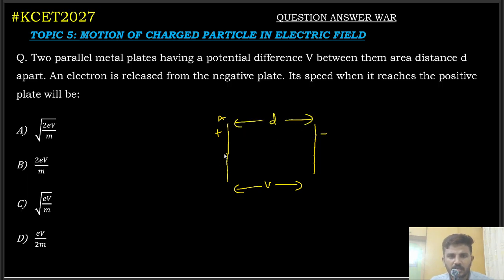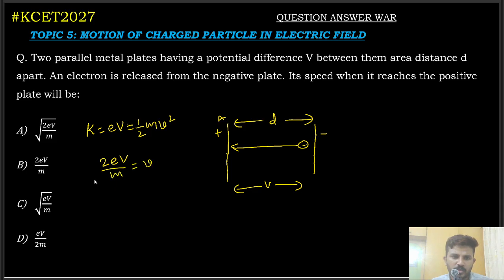An electron is released from the negative plate. What will be its speed when it reaches the positive plate? Here the kinetic energy attained by the charged particle is given by eV. Since its initial velocity is 0, you can take it as half mv square. So 2eV divided by m is equal to v square, and v is the square root of 2eV by m. That is option A.